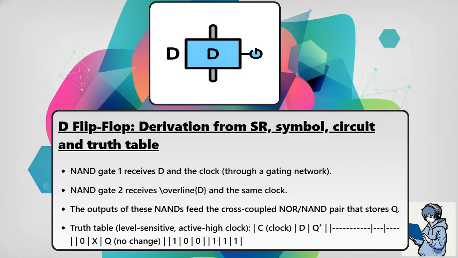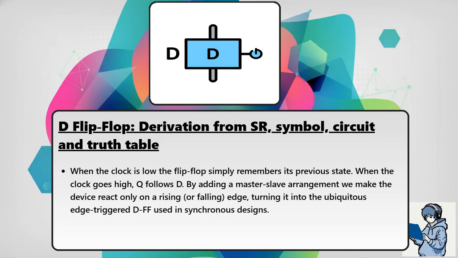Truth table, level sensitive, active high clock. Columns are C (clock), D, Q+. When C is 0, D is any value, Q remains unchanged. When C is 1 and D is 0, Q+ is 0. When C is 1 and D is 1, Q+ is 1. When the clock is low, the flip-flop simply remembers its previous state.